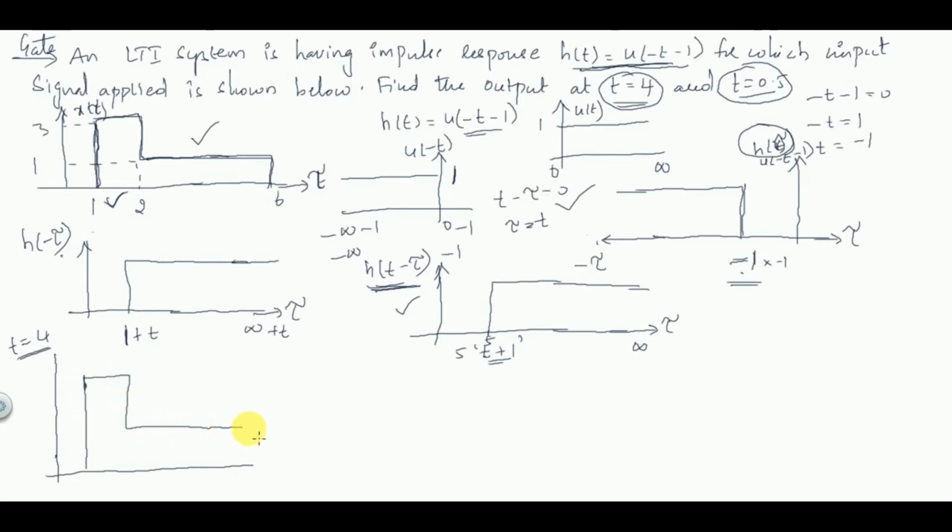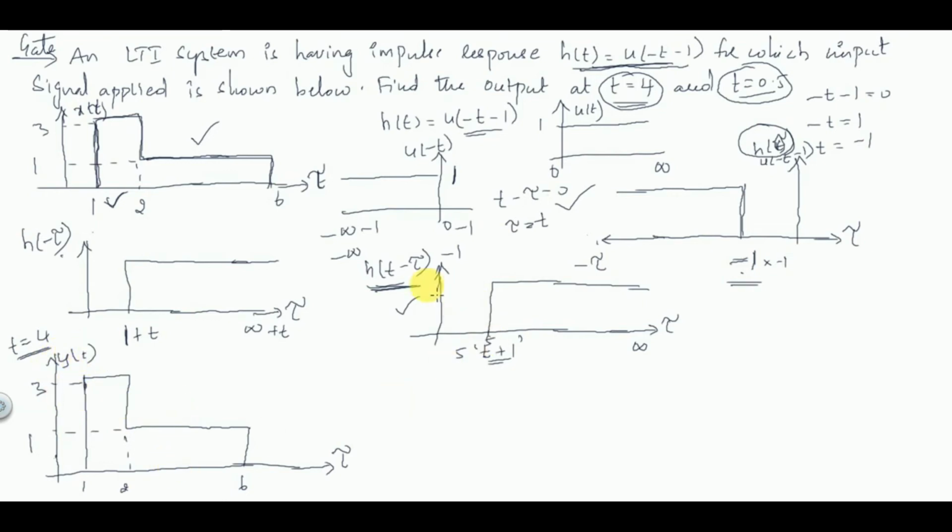This is your x of tau, yes or no? So this is from 6, 1, 2, with an amplitude here. The amplitude is 3 and here the amplitude is 1. So this is your y of t, right?